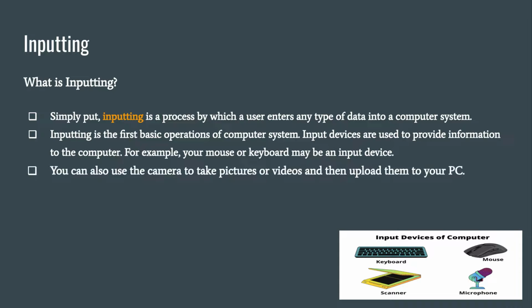See this screen, this image. Input devices of computer: keyboard, mouse, scanner, microphone, and others. You can also use a camera to take pictures or video and then upload them to your PC. The keyboard is an example of an input device. Notice you cannot enter any type of data into the computer without the use of an input device, because we cannot communicate with this computer or computer machines without any input device.